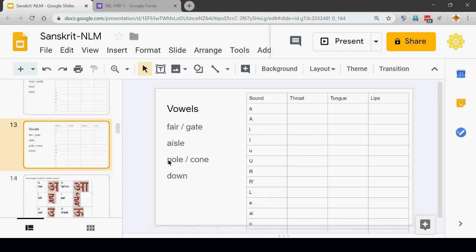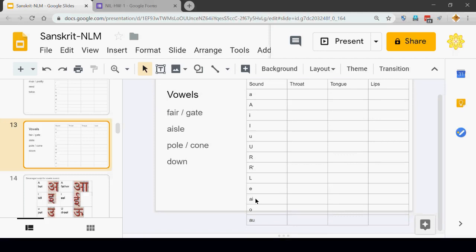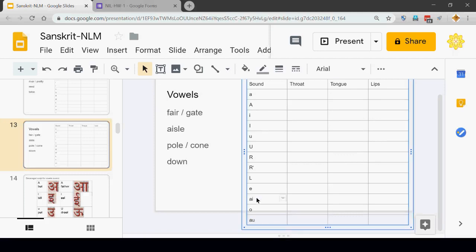Yeah, next is, sorry, and here I am representing that with this AI symbol for the time being.